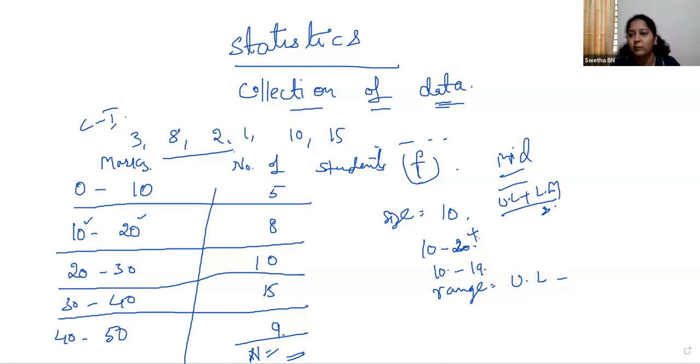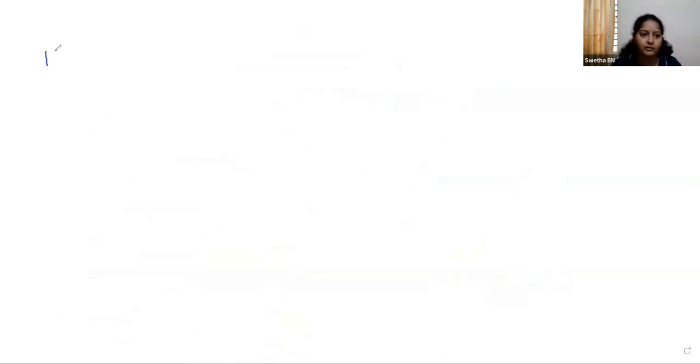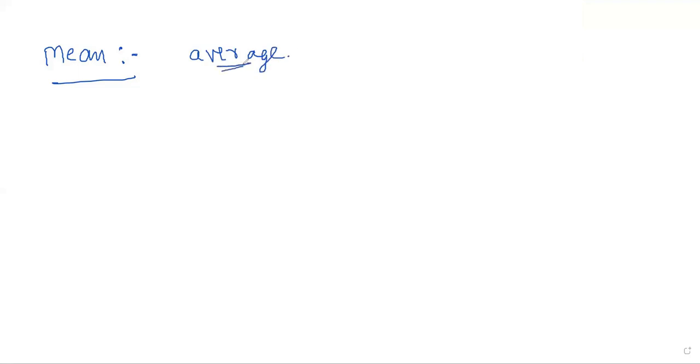Then next, you know about the mean, median, and mode, right? So what is mean? Mean is nothing but, what is mean? Ma'am, it is the sum of all observations by what? Total number of observations. Okay. For example, you will find the average of your marks right now. So how will you find the average?